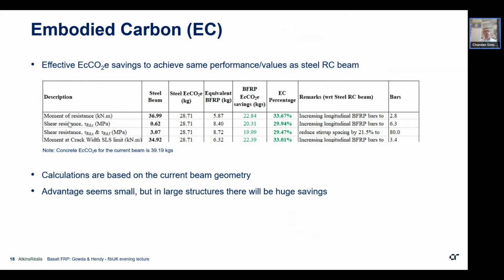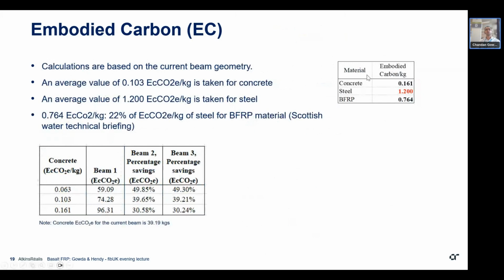This advantage seems small at 30%, but when we use it in large constructions, the savings are significant. These calculations of embodied carbon dioxide emissions, what I've shown now, are with respect to recycled steel. Now, if I use the same with normal steel, which has an embodied carbon dioxide emission of 1.2 per kg, then my savings for that beam with 3 reinforcement ratio jumps up to close to 40%.